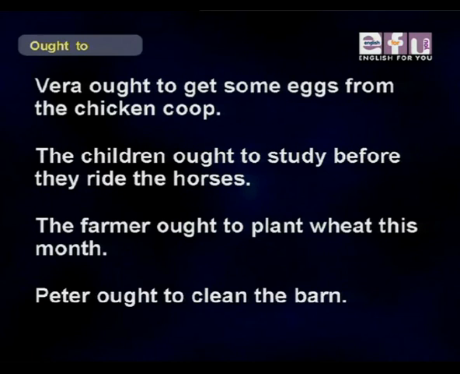Well, ought to has the same meaning as should. It means that something is a good idea to do. We don't usually use ought to in the negative or in a question form. And like all the other modals, ought to is followed by a simple form of the verb.